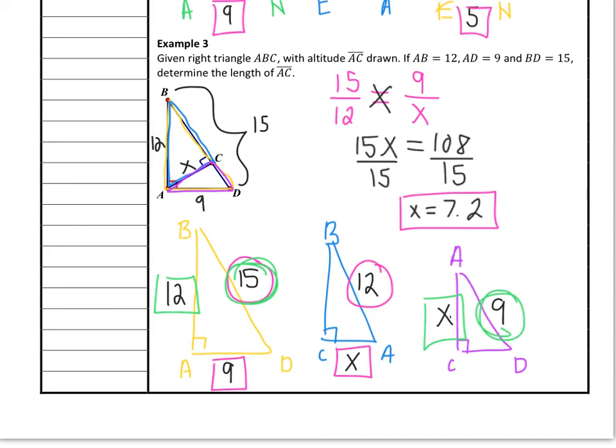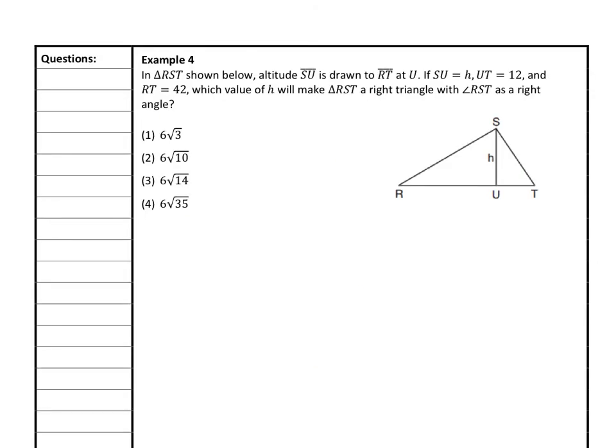So let's do one more example here on this last page that came straight from a Regents test. Okay, here we go. It says in triangle RST shown below, the altitude SU is drawn to RT. It says if SU is H, which they already labeled for us, and UT is 12, so I'm going to go ahead and draw that in. UT is 12, and RT is 42, so R to T is 42. What value of H will make RST a right triangle with RST as a right angle?